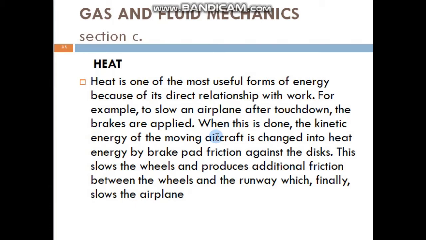When the brake is applied, the kinetic energy of the moving aircraft is changed into heat energy by what? By the brake pad friction against the disc. This mechanism will slow the wheels and produce additional friction between the wheel and the runway. So the first friction will be between the wheel and the disc. The second friction will be between the wheel and the runway. And at the last, finally, it will slow the airplane.